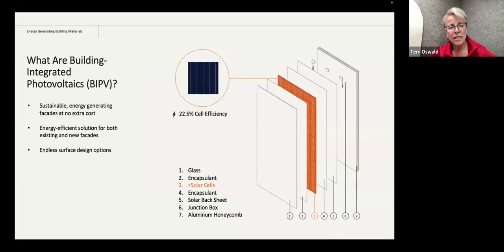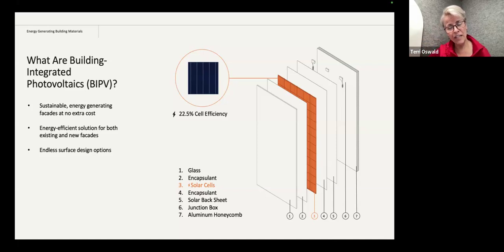Okay, so sustainable energy generating facades at no extra cost. You substitute BIPV for the existing material you have in mind. So it's one or the other. It's not both. Unlike rooftop solar, that is an extra cost, an extra addition to a building. What you're doing is, if you've got metal panels in mind, or precast, or GFRC, or something else, you are replacing that material with a building integrated photovoltaic panel. So your cladding is your solar is your cladding, right?